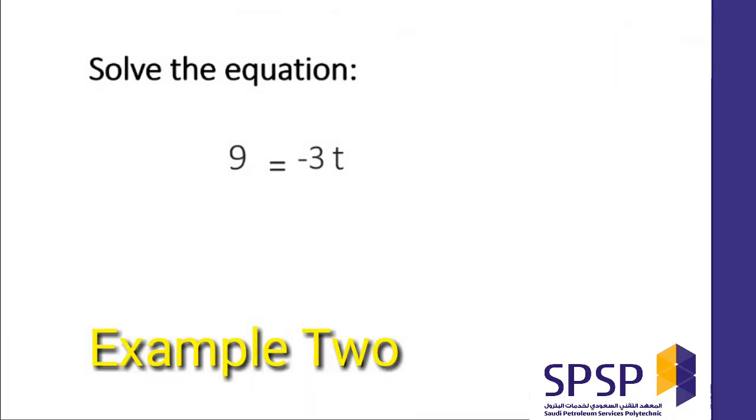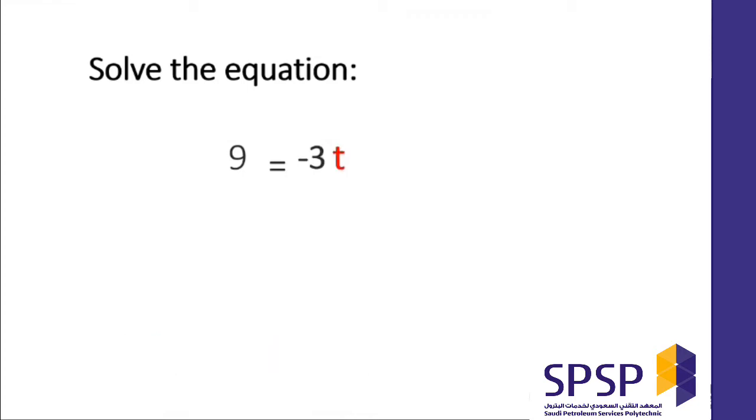Solve the equation 9 equals negative 3t. Of course, the operation between negative 3 and t is multiplication, and the inverse of multiplication is division. So we need to divide both sides by the coefficient of t, which is negative 3. So divide by negative 3, negative 3 divided by negative 3. Negative 3 divided by negative 3 is 1. 1t is t. So t equals 9 divided by negative 3, which is negative 3.